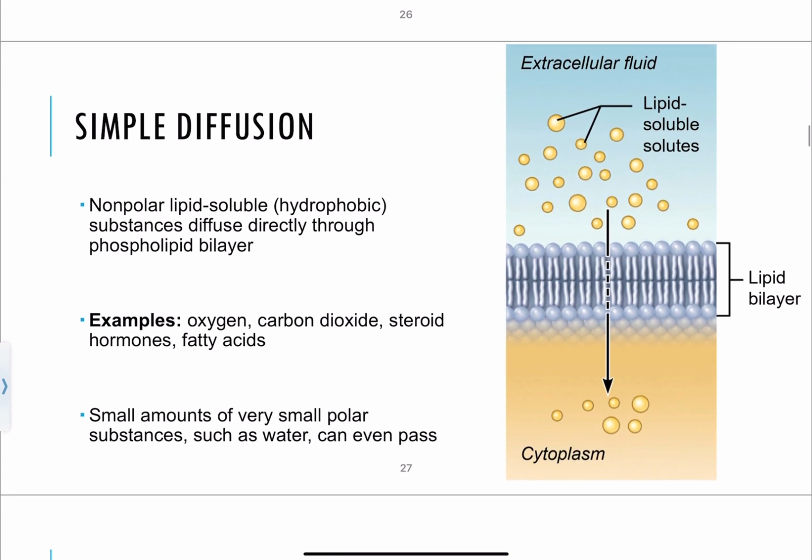Okay, so let's start with simple diffusion. Again, small, non-polar, lipid-soluble, or hydrophobic substances, like something shown here, they can directly cross that phospholipid bilayer. They don't need the help of anything. Things that can do that, that would be considered nonpolar and small, are gases, so oxygen and carbon dioxide. They can enter and exit the cell via simple diffusion just by directly going through that bilayer. Also, steroid hormones, as we would expect, because in our plasma membrane we have those steroid structures already embedded in there, and fatty acids.